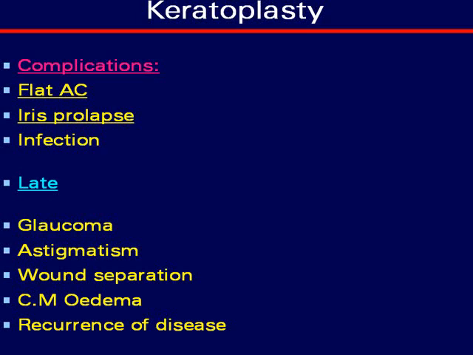Complications of keratoplasty: early complications immediately during surgery are flat anterior chamber, iris prolapse, or infections. Late complications, after 6 months, are glaucoma, astigmatism, wound dehiscence or wound separation, cystoid macular edema, and recurrence of the same disease in the implanted cornea. For example, if the patient was implanted because of corneal dystrophy, you might discover that the new implanted cornea also has corneal dystrophy.